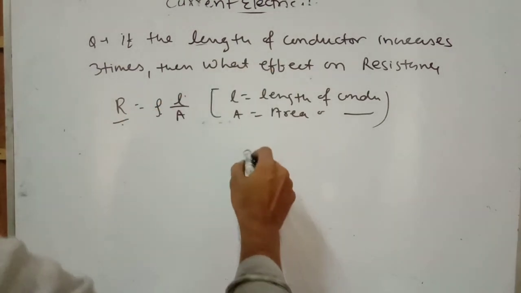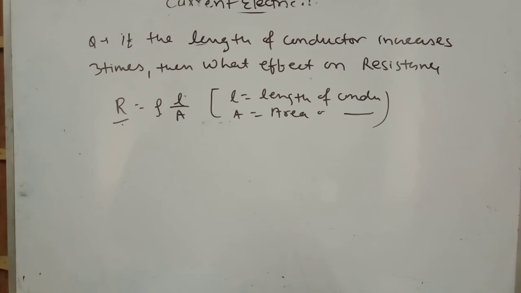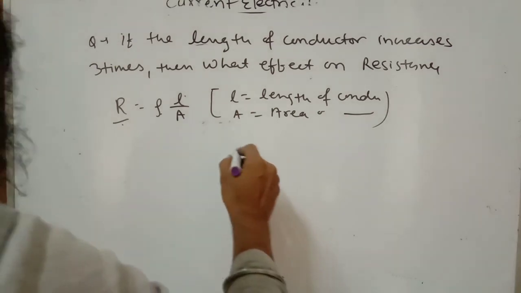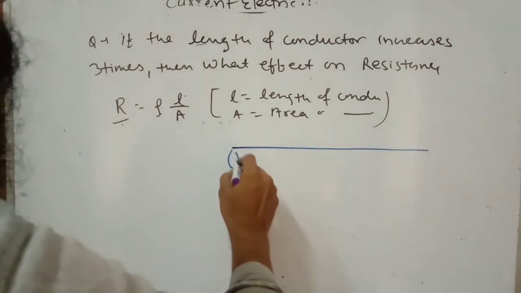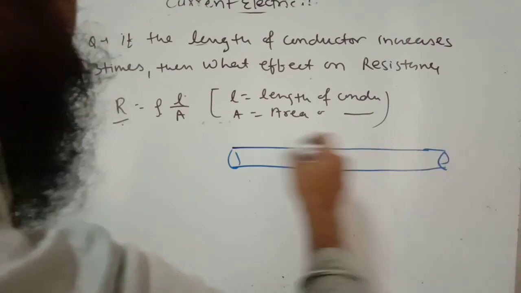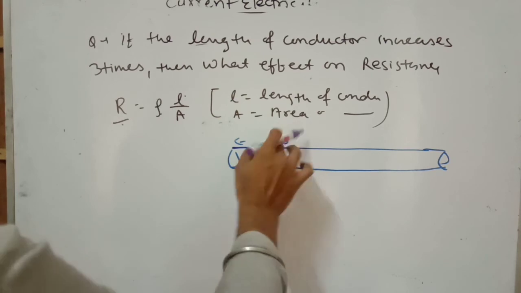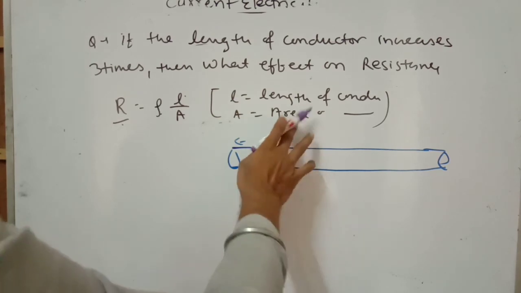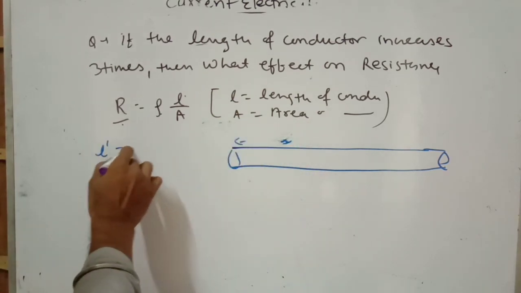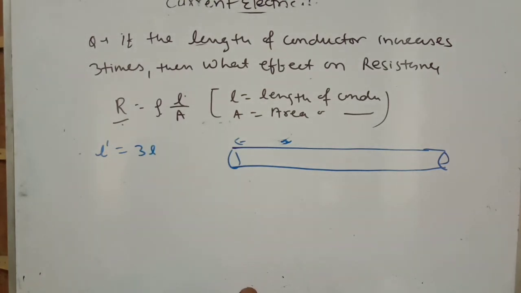Now, the question is, the length of the conductor increases 3 times. That means it will expand 3 times. So the new length L dash becomes 3L. Okay, so this is the new length of the conductor.